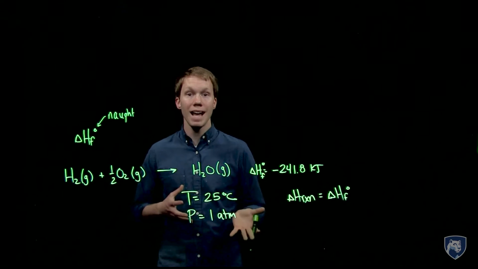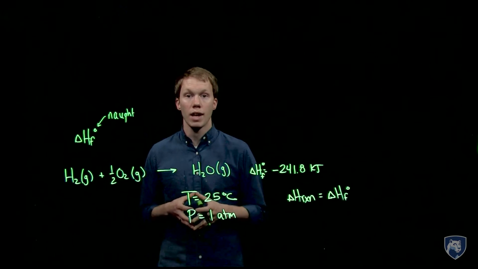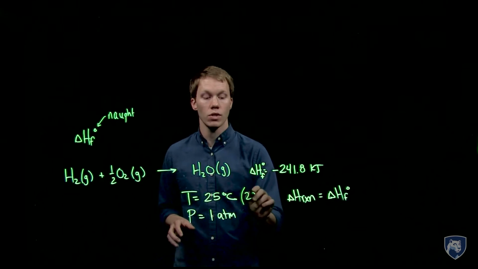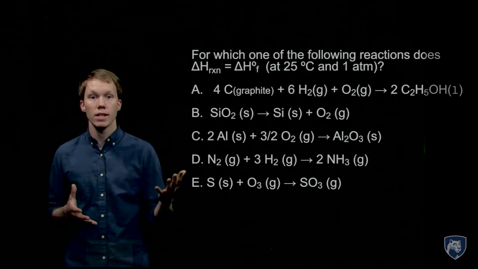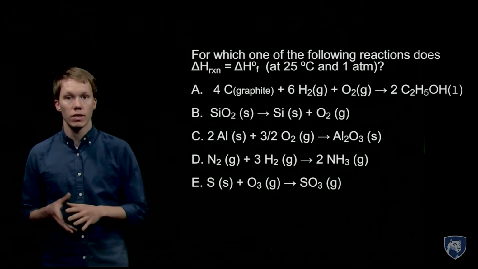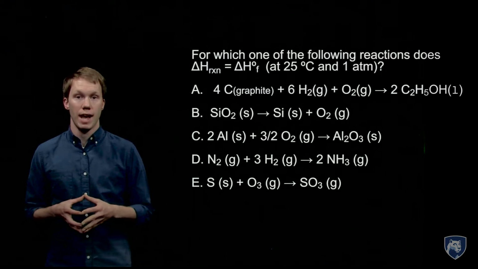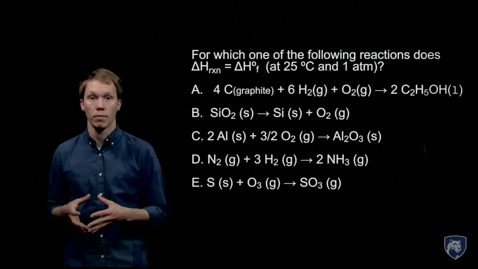So there's a handful of gases, about 2 liquids, and everything else is a solid when we're talking about their most stable form under standard state conditions. That's 25 degrees Celsius or 298 Kelvin and 1 atmosphere pressure. Let's see if you can apply this definition of delta HF and pick from this list of 5 which of these reactions would correspond to delta H reaction equaling delta HF under standard conditions, 25 degrees Celsius and 1 atmosphere pressure. Thanks for giving that a try.